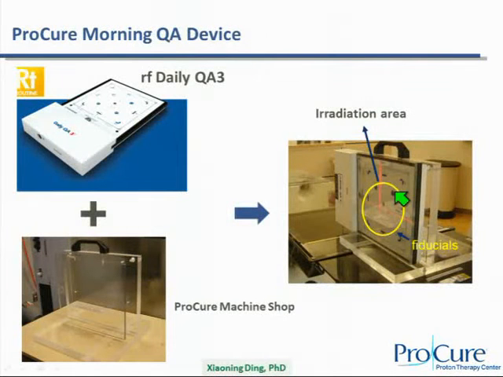Now, one of the things we're very proud about in Procure is the work done by Dr. Ding, my colleague, on adapting the RFDL QA3 device to do morning QA. What he did is he combined the QA device with a double-walled low-side phantom with a handle, and he added an index bar and combined this together as one detector.